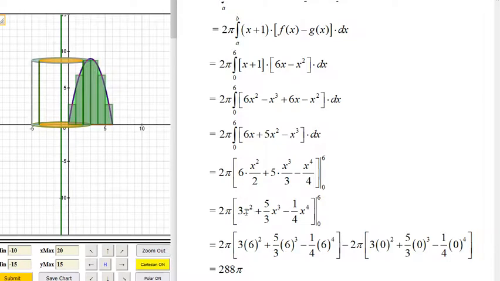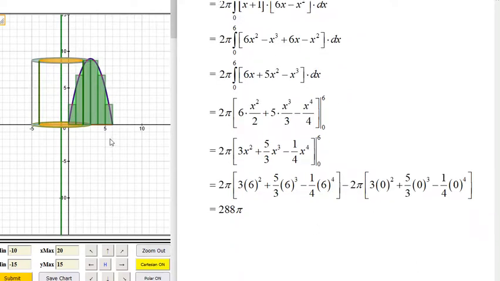So first, we plug in the 6, so we have a 6 here, a 6 here, and a 6 here. And then plugging in 0, we'll get 0 everywhere. And then all of this will come out to be 288 pi. So the volume of the solid of revolution is 288 times pi.